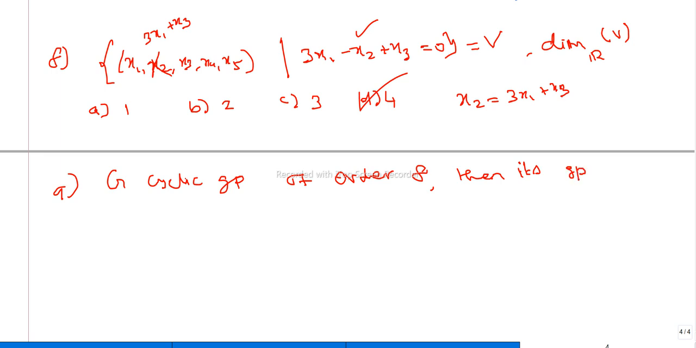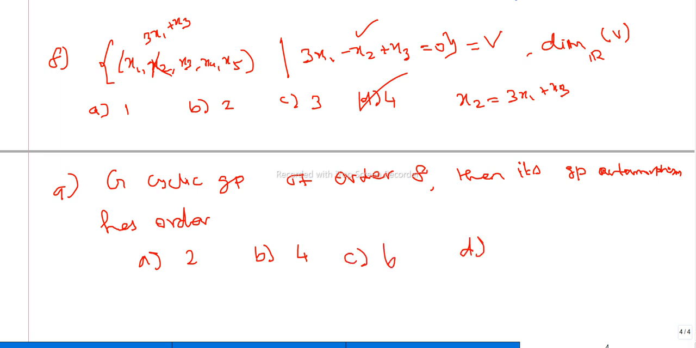Its group automorphism, that is the number of automorphisms they are asking, but they are asking a different way. Its group automorphism has order dash. So the first option is 2, and then 4, and then 6, and then 8.